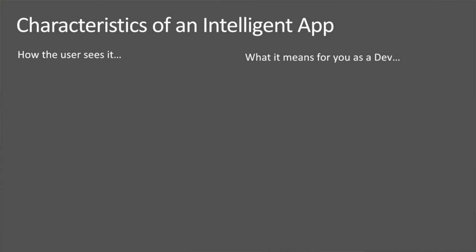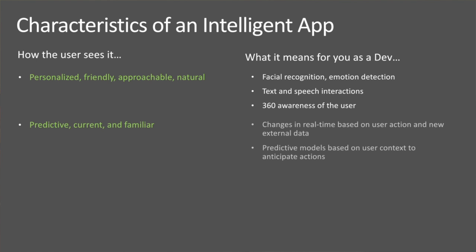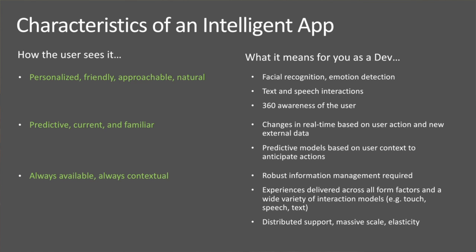Okay, so let's look at some key characteristics of an intelligent app. And let's look at this using the user's point of view and a developer's point of view. So to a user, it's really important to have a personalized application that is also predictive and always available. But now, looking at it from a developer's point of view, it's important to incorporate facial recognition, having predictive model bases, also having a robust information management is a big requirement for having an intelligent app.